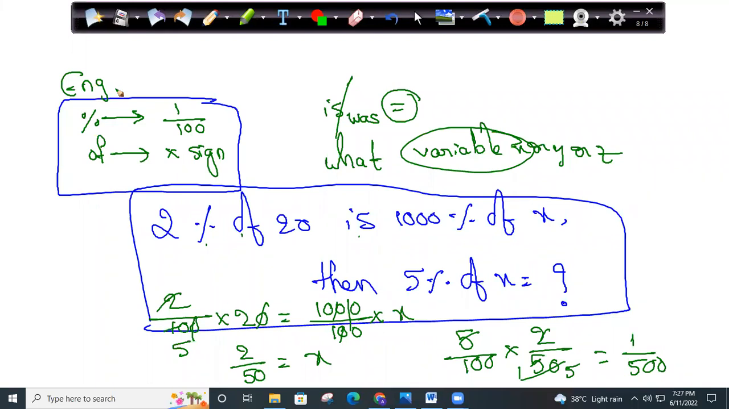Wherever you see percentage, you should write 1 by 100. Wherever you see of, it is a multiplication sign. Wherever you see is or was, it means equal to sign. Wherever you see what, it represents a variable like X or Y or Z. I'm clear what I'm speaking. I think I'm very clear. Now let me move on to the next thing.